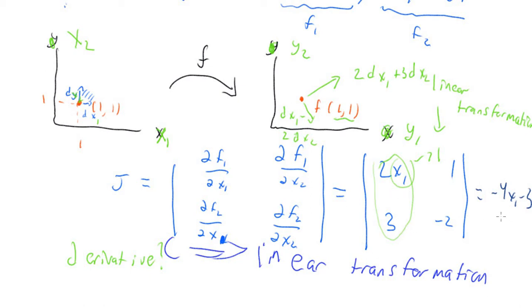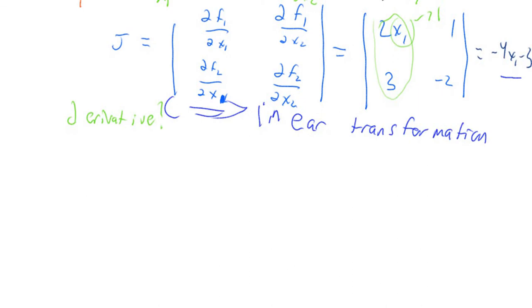And we have the determinant over here, and that is a single number. It's essentially just the area spanned by the image of these basis vectors. So that's essentially what we're looking at.